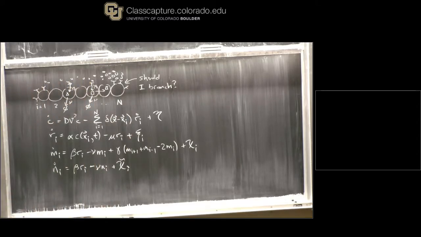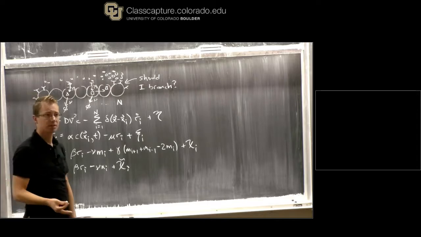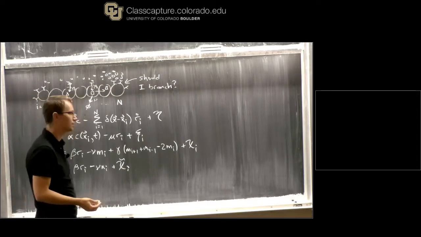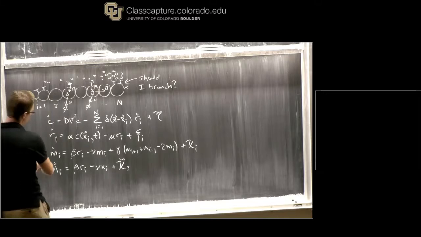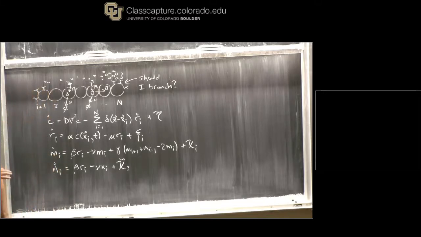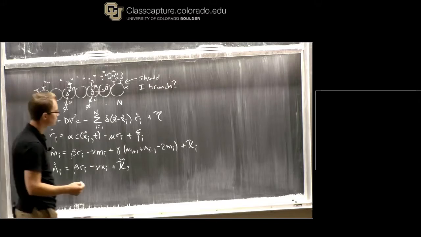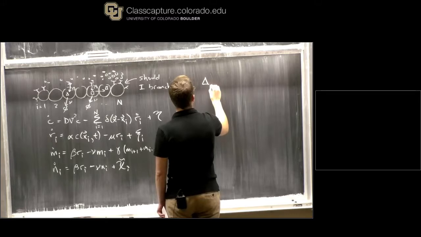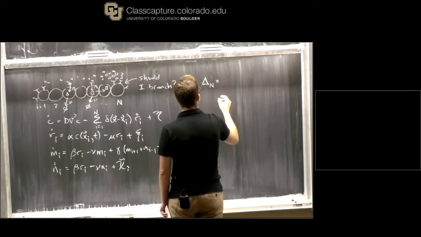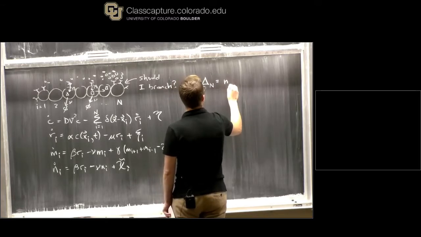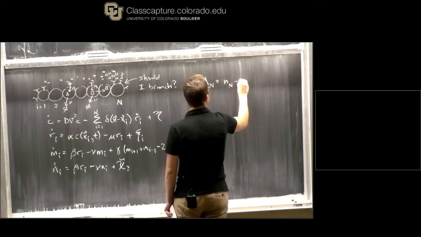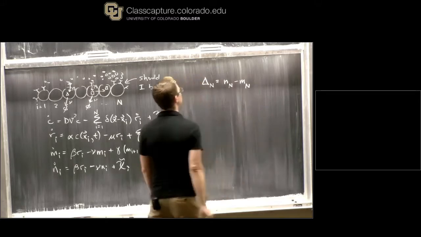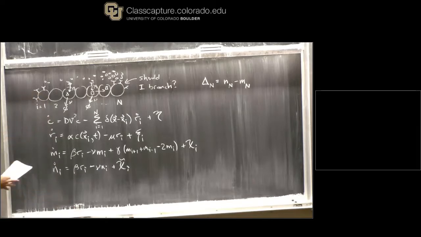The question of should I branch, right? As I was mentioning, this is really a subtraction. This is a question of whether or not the local measurement is higher or lower than the global measurement. So we defined an observable which in cell N is simply equal to N in that cell minus M in that cell.